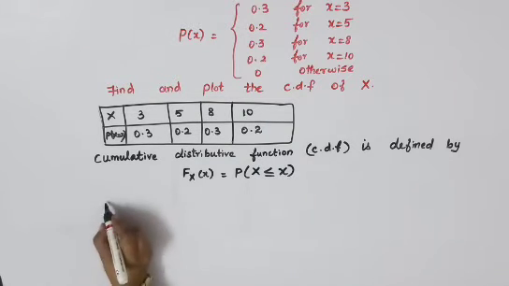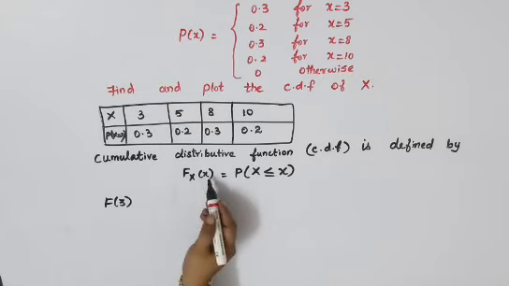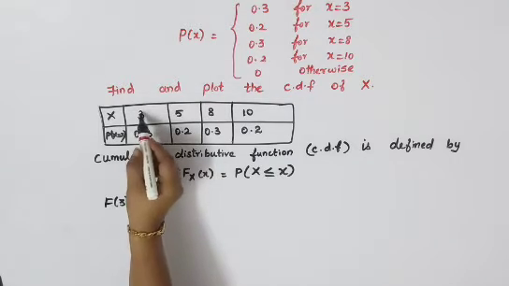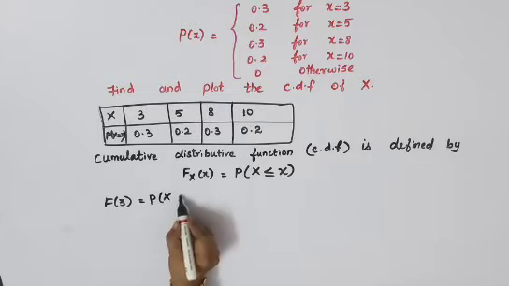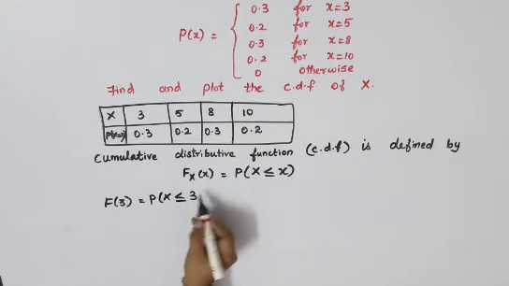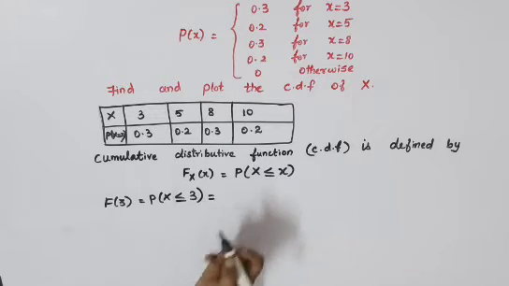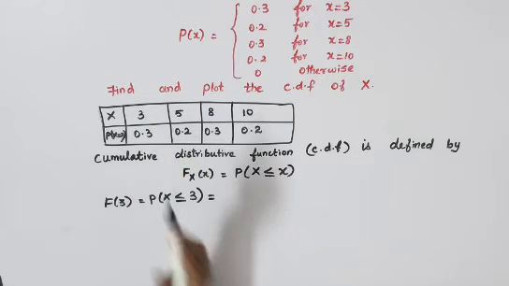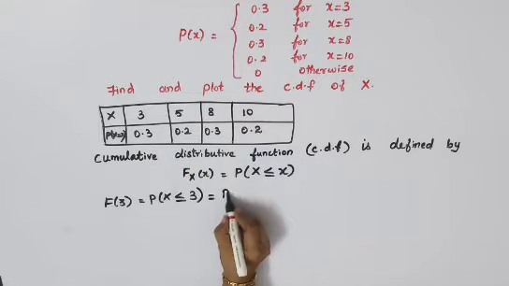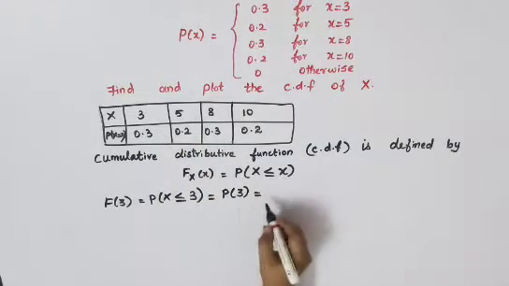First is capital F of 3, we have to find it, because F of x is only what we need to find. Our value starts from 3. So capital F of 3 is equal to P of capital X less than or equal to 3. In the place of x, replace your 3. Less than or equal to 3 is only one value we have got, because the first value is 3 only. So you can write it as P of 3, which is 0.3.